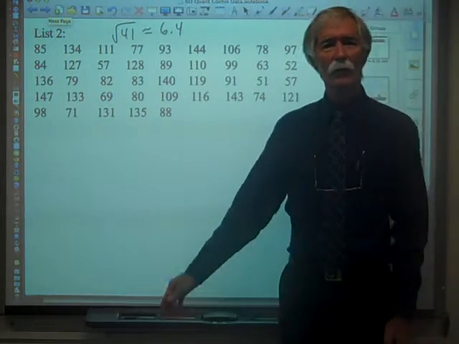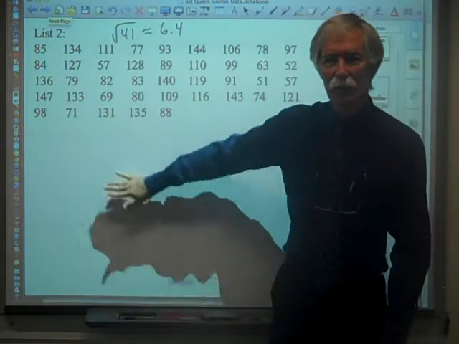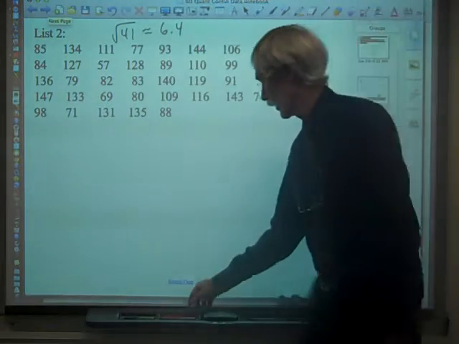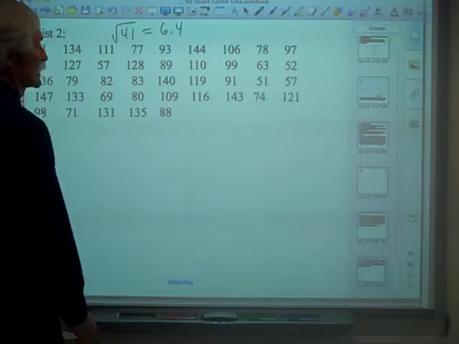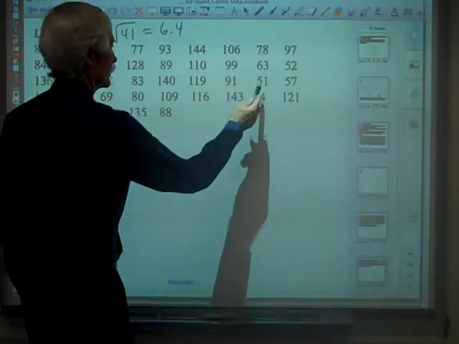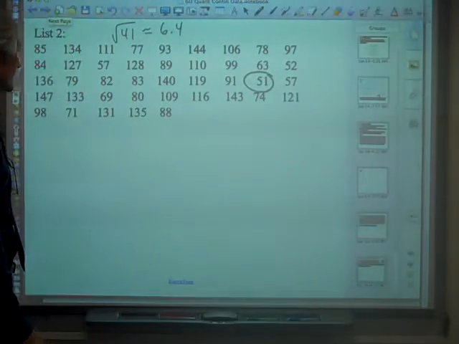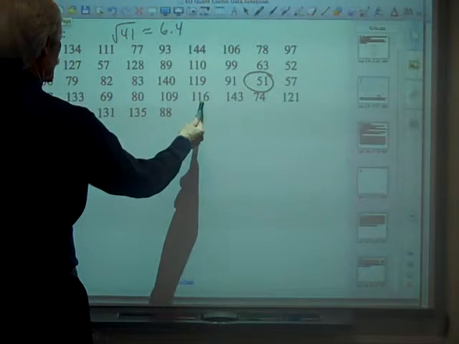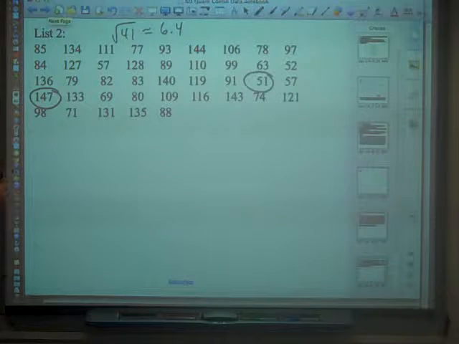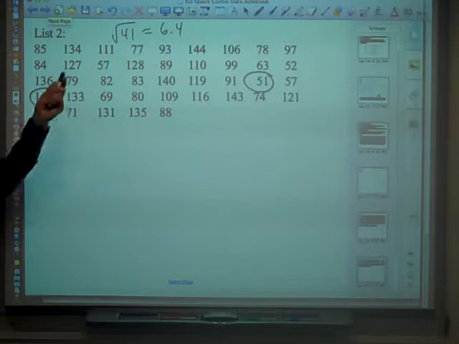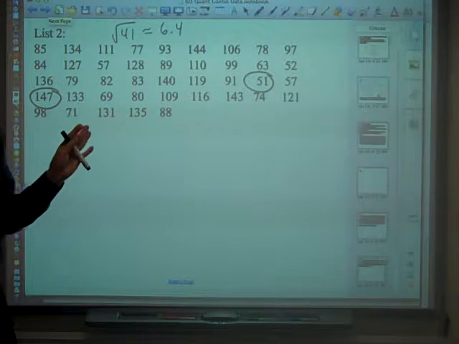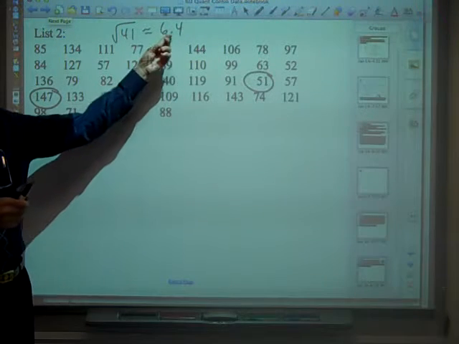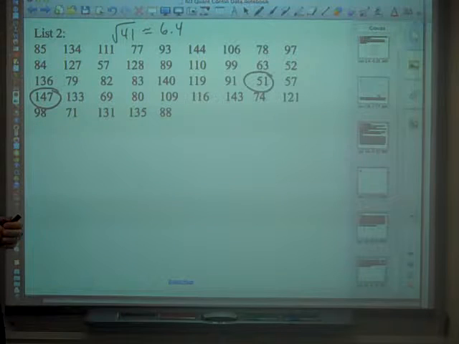Okay, so let's get a rough idea of what you're doing. I saw a few of you only, I'm afraid. What was the smallest data score? 51. What was the biggest? 147. Anybody find anything different than those two? So we need to start about 51 and end about 147. And we need to get about 6 little groups organized.